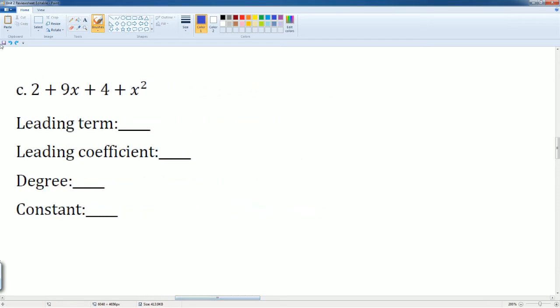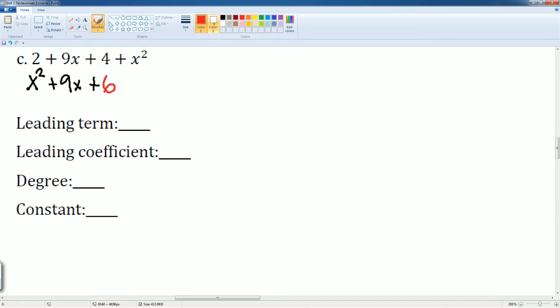Let's look at 2. Uh-oh, that's not in standard form. So let's put it in standard form. Well, the x squared has to go first because it has the highest exponent. Then we add the 9x because that has 1x. Then we add 4 plus 2 got us 6.